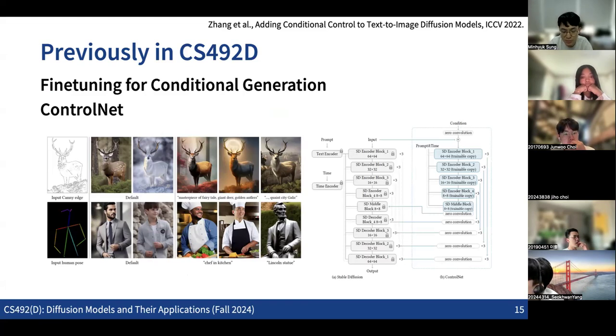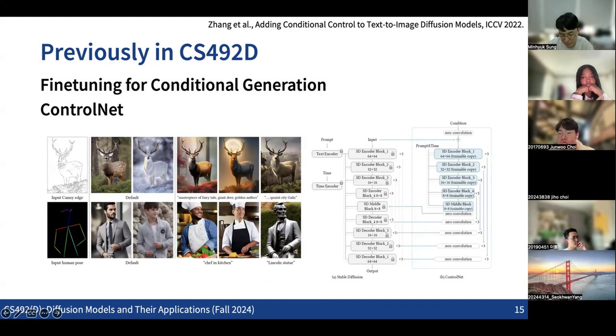But when the scale of that kind of pairs is not that big, we are fine-tuning some pre-trained diffusion model in a way that we are copying the encoding part to encode the condition as well. And after we fine-tune the models, we are able to produce some conditional outputs, like taking the sketch as the input and the human pose as the input, right?